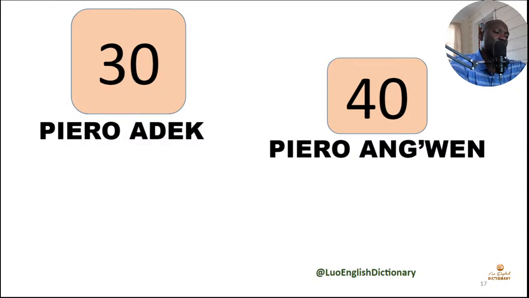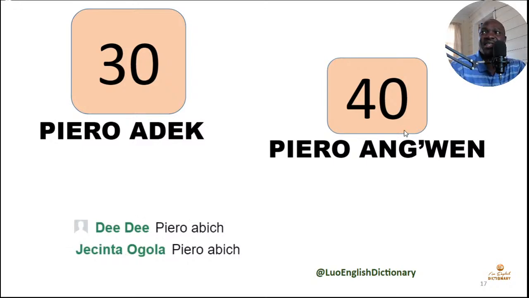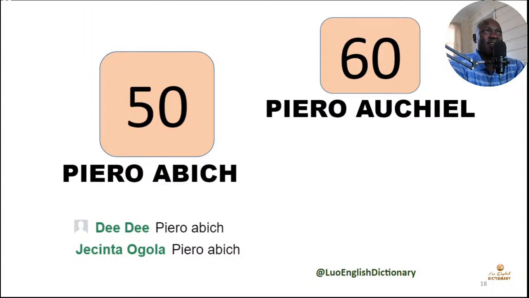Remember, 5 is abich. So 50 would be, write it down so that when I bring 50, you might say whether you're right or wrong. Write it down in your head if you don't have a pen. 50 would be, oh, thank you, Didi. Didi says Piero abich. Thank you, Jacinta. Jacinta also says Piero abich. That's correct. Then what about 70?